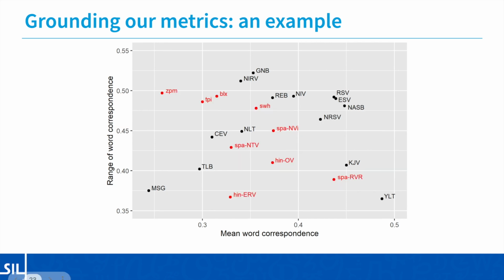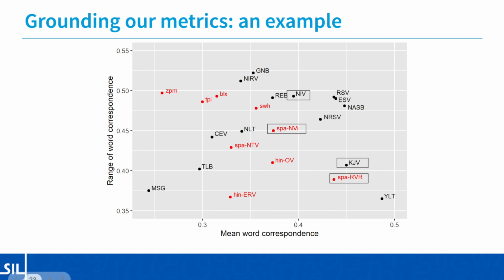Now, we apply the same metric to non-English translations. By plotting the results in the same landscape diagram, it becomes possible for someone who cannot read these languages to get a sense of how these translations compare in this aspect of translation style to a number of known translations. Note, for example, that the Spanish Reina Valera translation, which is often considered to follow a similar translation style as the King James Version, has a very similar mean word correspondence score to the KJV.